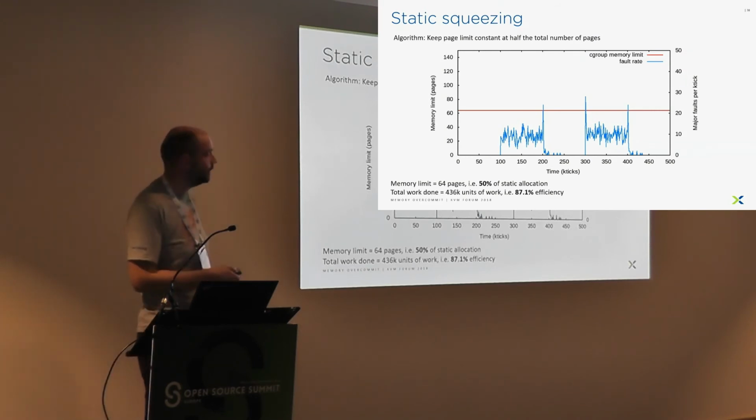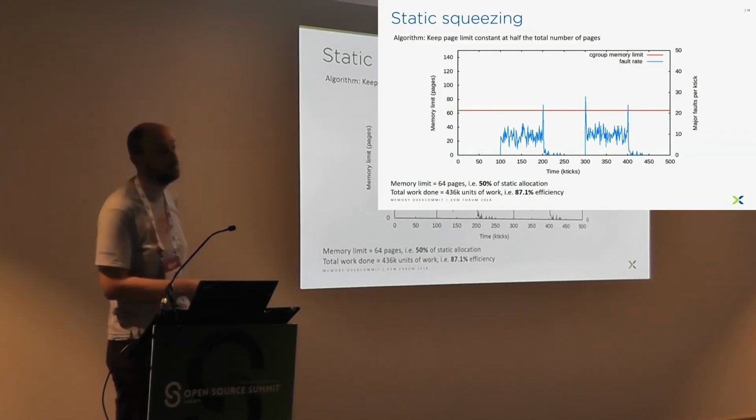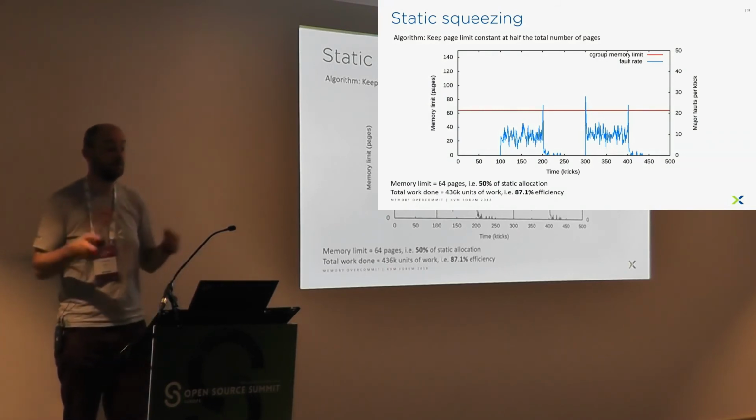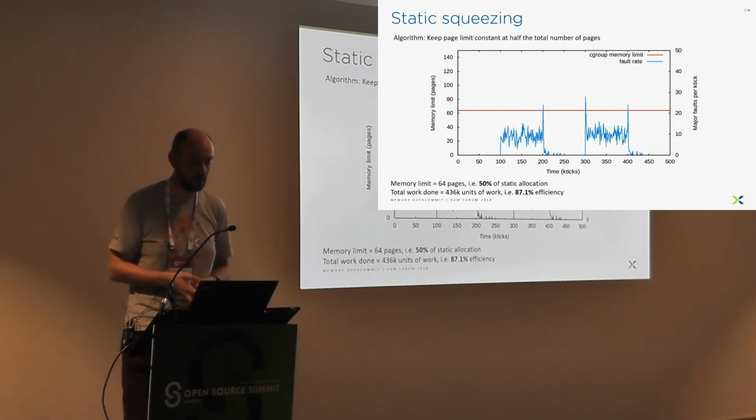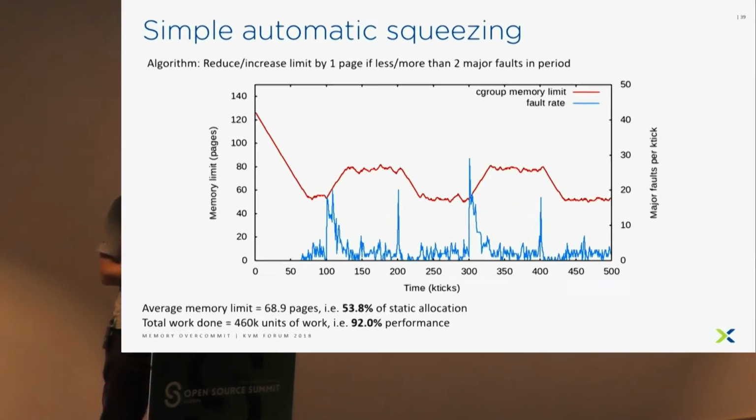And the total work done was 87.1%, because the simulator tells me we did 436,000 units of work out of a total of 500,000 units of time. So, okay, it's a start. But obviously this is not the kind of squeezing algorithm that we want. So let's try doing something a bit more intelligent.